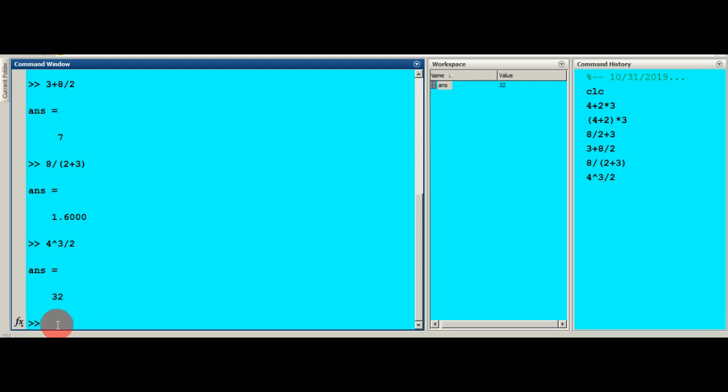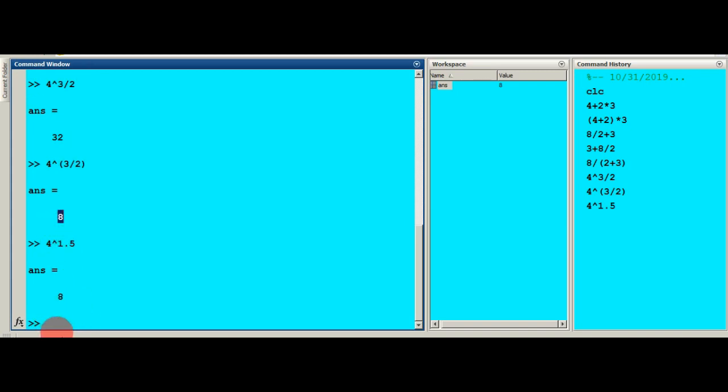Now let me make a small change in the above problem by using parentheses, and then press enter. Now your answer is different because you have used parentheses. So now what will happen? 4 raised to the power 3 by 2. If you solve 3 by 2, you will get 1.5. So if you write here once again 4 raised to the power 1.5, you will get the answer 8, like this.